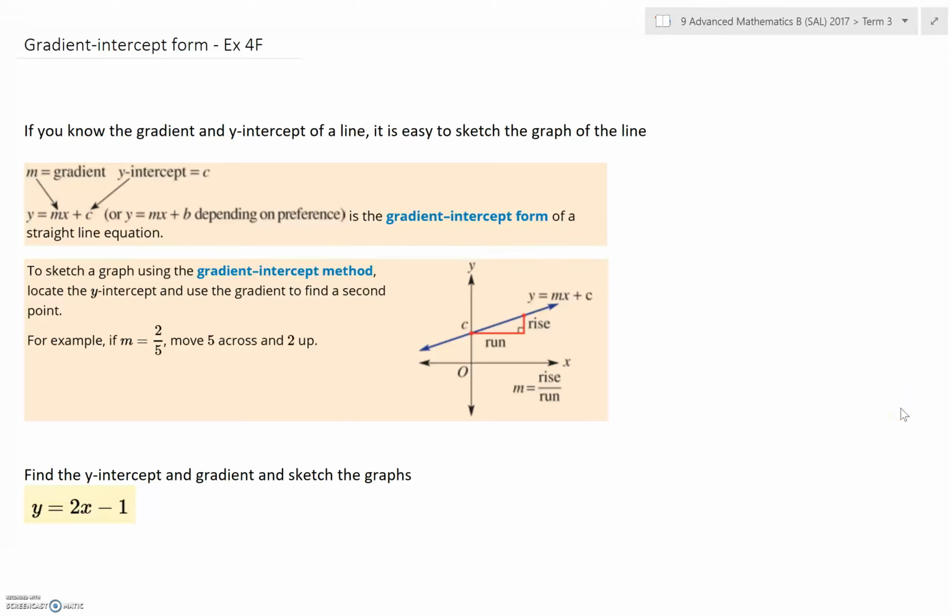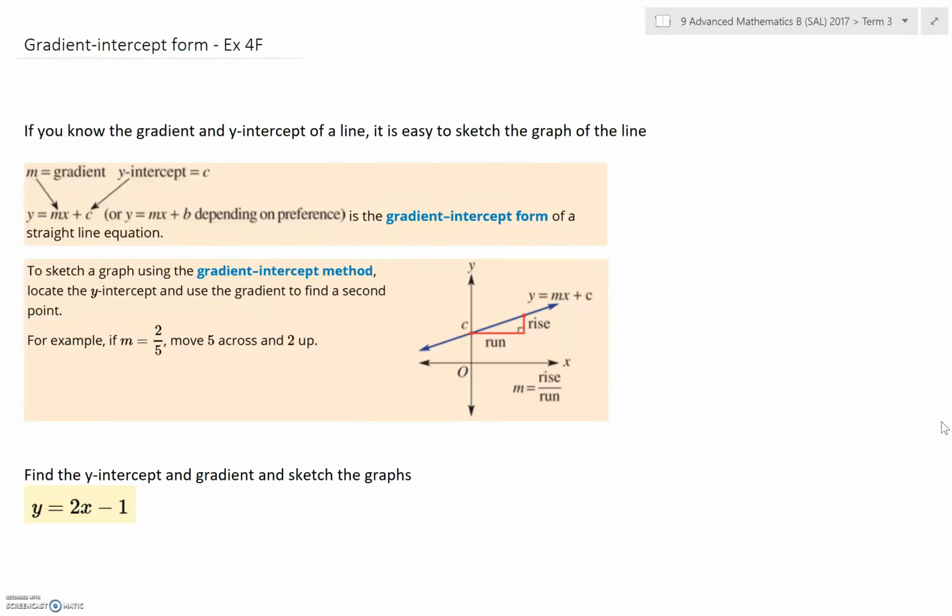Hi everybody. So following on from our work with gradient that we did last lesson, we can use the gradient and the y-intercept of a line instead of the x and y-intercept to sketch the graph of a line. And it's just another way we can draw the line that we might want to know using a particular form of the line equation.